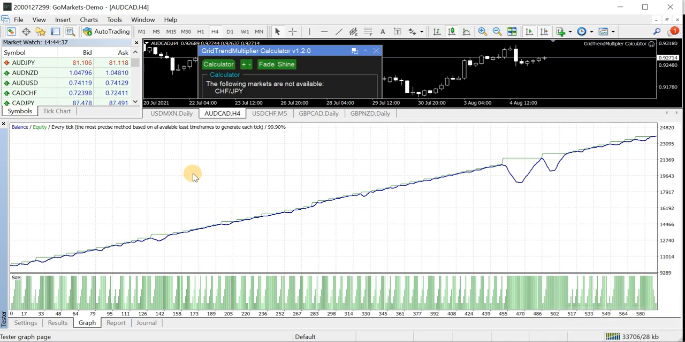And keep in mind too, I generally don't run EAs on full automatic. I tend to manually manage them, so this is something I probably wouldn't do. But this is just an example of showing you what's possible. So here we go. We start at 10,000 down here. We end up somewhere up here.